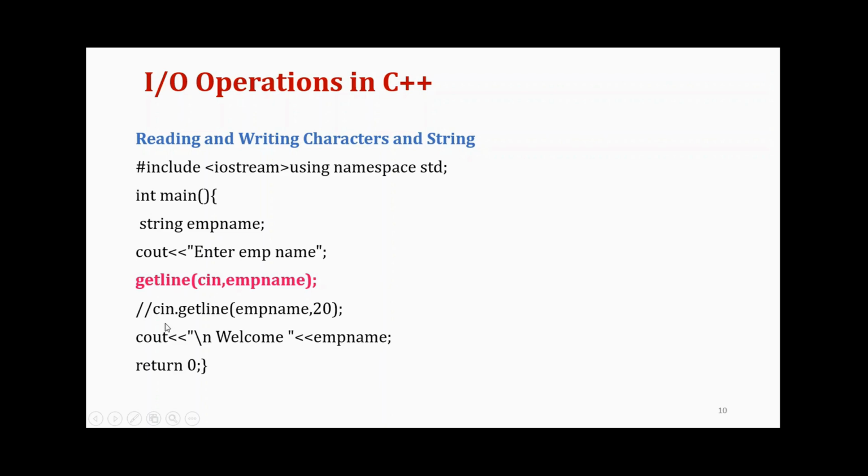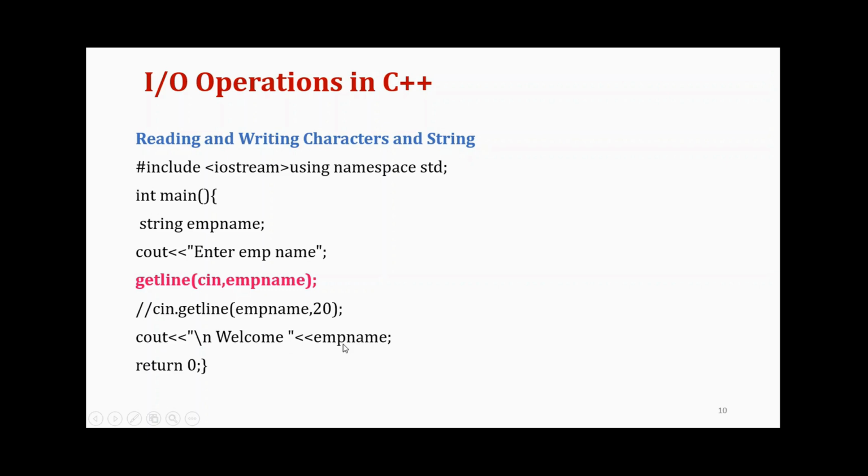The same function can be written like this also. Object dot getline function. I'm going to read the line of characters, and it will be stored in the emp name string, and here I'm limiting it to 20. If you call the function in this way, I have to specify how many characters we are going to read in a line. So that will be 20 here. Maximum 20 characters can be read by using the getline function, and that will be stored in emp name. So both the statements are same, but here there is no limit for the characters and here I'm limiting the characters. After that, I'm just displaying what is there inside the emp name.